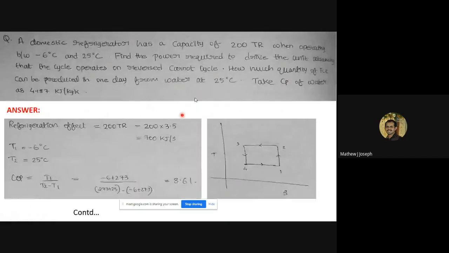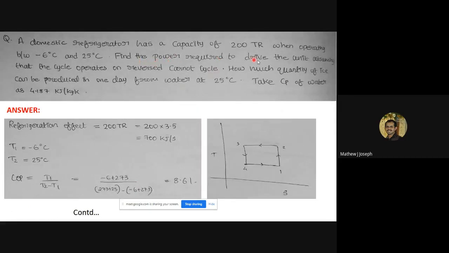The COP value is nothing but refrigeration effect by net work done. So the net work done, or the power required to drive the unit, will be refrigeration effect divided by COP. It will be 700 divided by 8.61. The 700 was in kilojoules per second. So the value is found as 81.27 kilojoules per second. That is the answer to our first question.